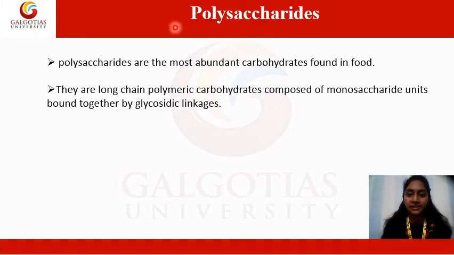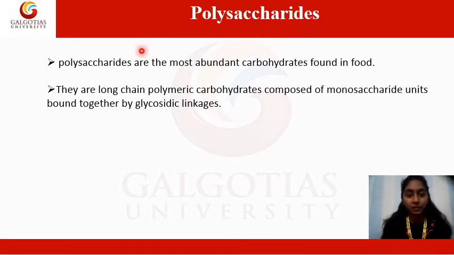Now, what do you understand by the term polysaccharides? For that, let's first break it. When we break the term, it is broken down into poly and saccharide, out of which poly means many and saccharides means sugar. So when many sugar molecules come together to form a component, it is known as polysaccharides.